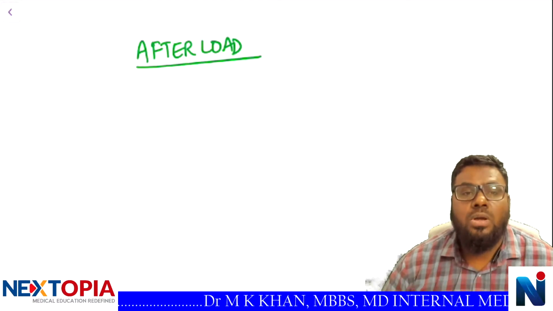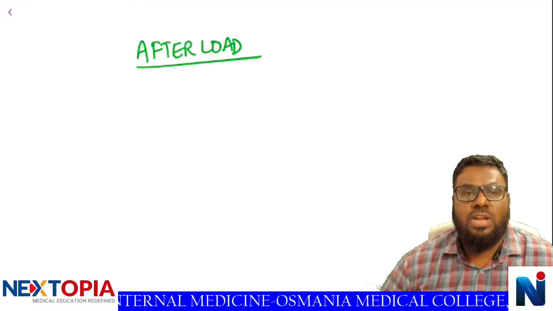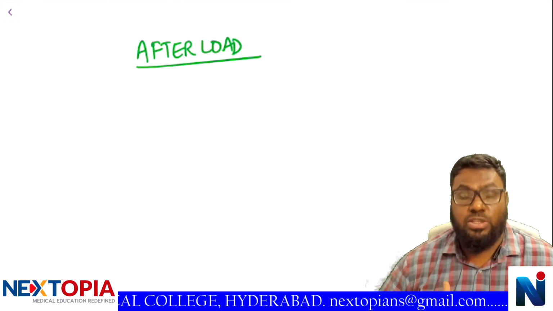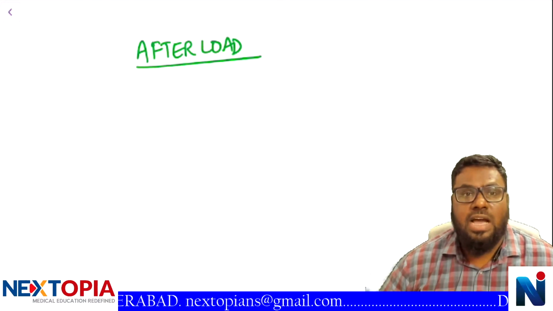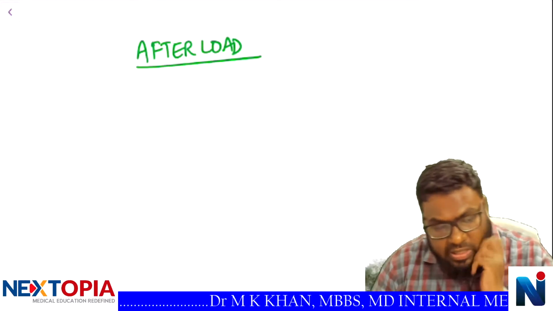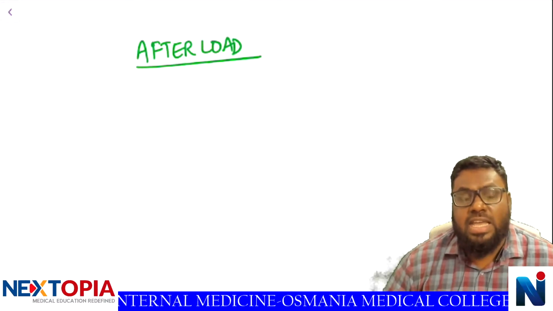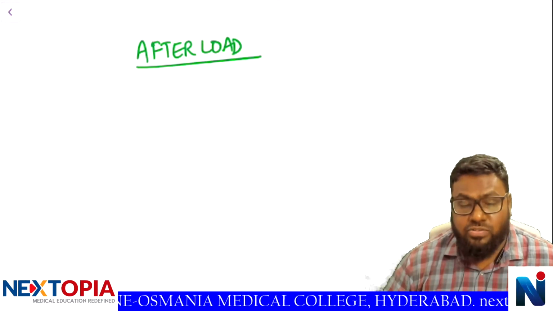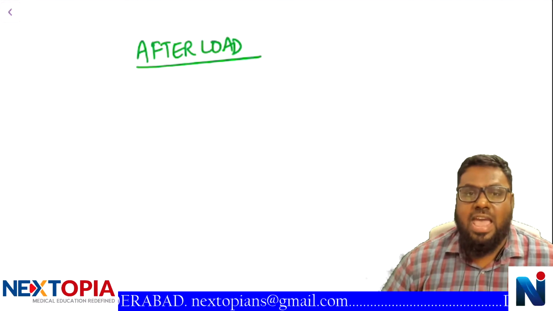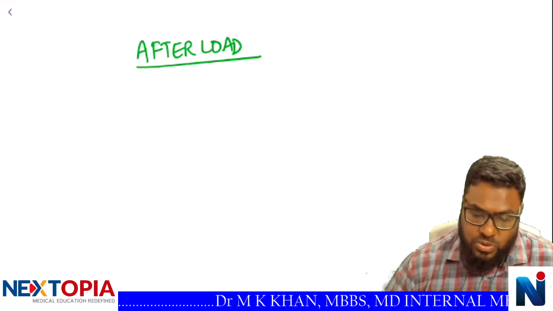So whenever afterload is applied, I will explain this again. Afterload is the weight the muscle works against. It is a load the muscle works against. So whenever you apply afterload, if the muscle generates a force equal to the weight that is applied, the muscle shortens. If the muscle is unable to generate the force, contraction occurs, but the muscle does not shorten.